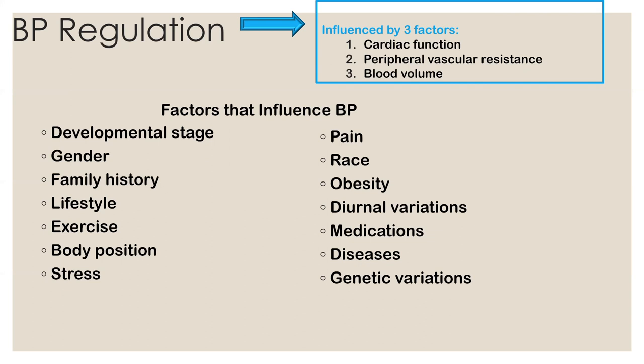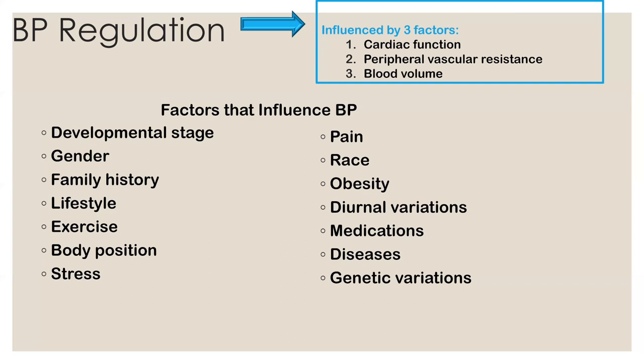Second factor, peripheral vascular resistance. So this refers to arterial and capillary resistance to blood flow as a result of friction between the blood and the vessel walls. So increased peripheral resistance relates to a temporary increase in blood pressure. And the amount of friction and resistance depends on the blood viscosity, right? Or the thickness. How thick is your blood? How thin is your blood? It's also going to depend on your arterial size and then the elasticity of your vessels.